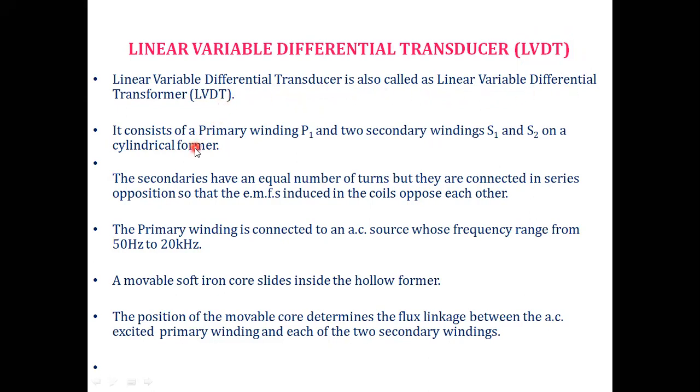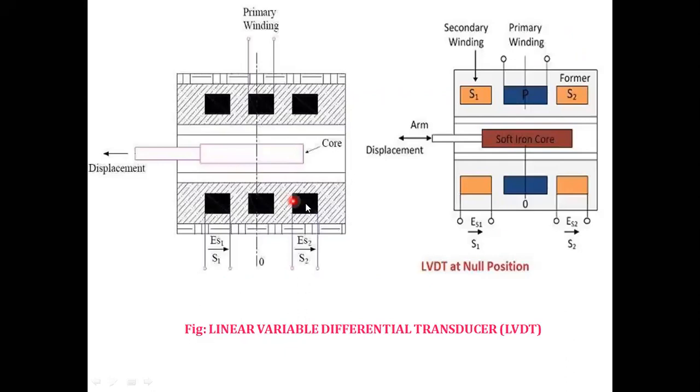This is the structure of the LVDT. It consists of these windings. This is the primary winding P. These two are the secondary windings, S1 and S2. Across the primary winding, we are going to give some AC excitation signal. The input signal is given at the primary winding.